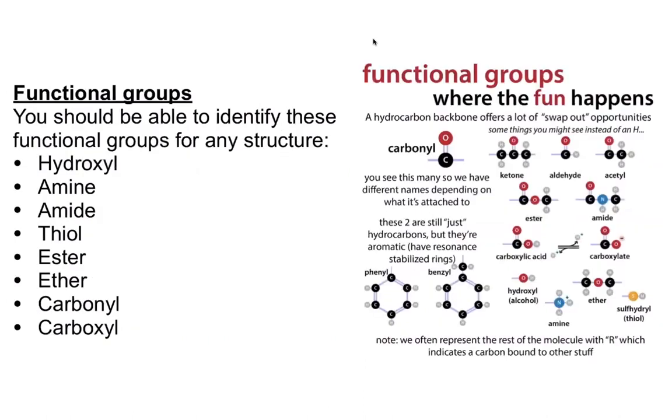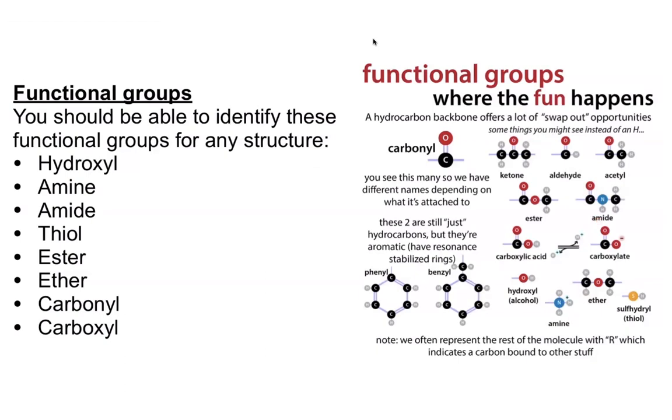In order to be able to think molecularly, we need to be able to recognize our functional groups. These are the functional groups that you're going to be held responsible for. We should know our hydroxyl, our amine, our amide. Remember that an amine is going to have a nitrogen with hydrogens. With an amide, you have it next to a carbonyl carbon. So an amide and an amine are two separate things.